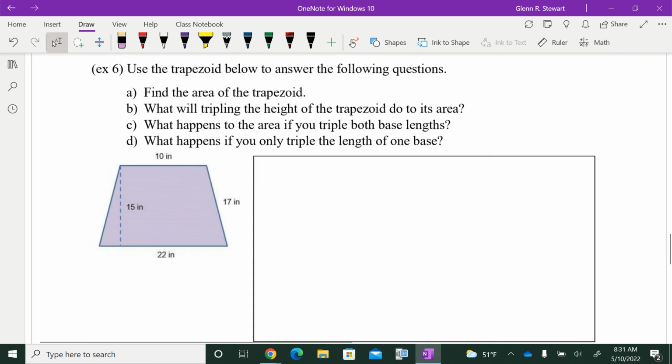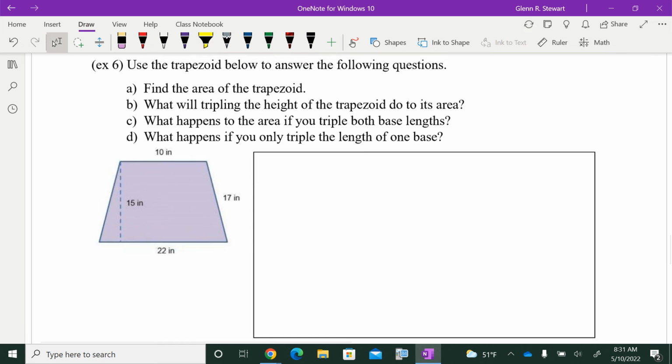All right, example number 6. Use the trapezoid below to answer the question. Find the area of the trapezoid. What happens to the area if you triple the height of the trapezoid? What happens to the area if you triple both the base lengths? Let's first just talk about trapezoid and what the area is. So trapezoid, remember the area is equal to, I believe it's 1/2 the height times the base 1 plus base 2.